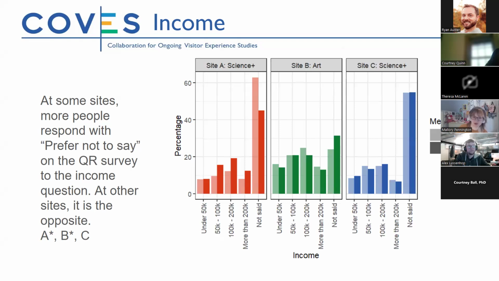People don't like to say their income on these kinds of surveys. But there are some sites in this analysis where people will respond more often with prefer not to say on the QR survey as well, which is another result that has flip-flopped around a little bit as we've analyzed it over time at different sites. So for all the same reasons that education might be awkward in some ways to answer in one format or another, we're seeing that there might be formatting differences coming into play, affecting people's comfort levels in answering questions on income as well.